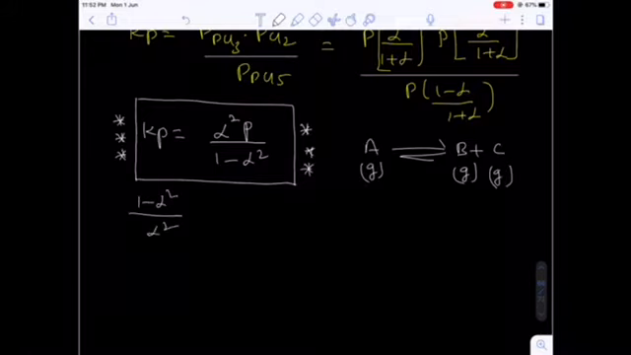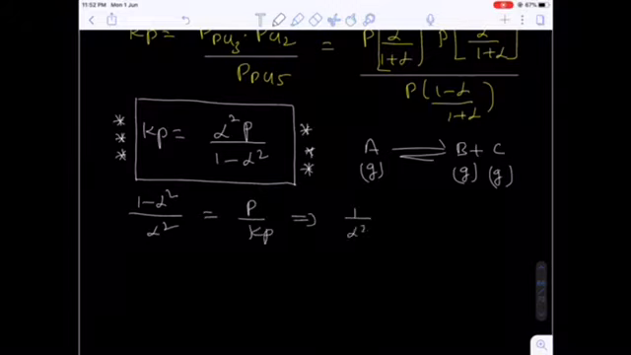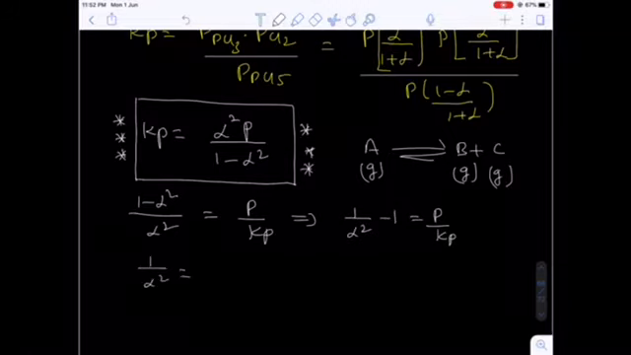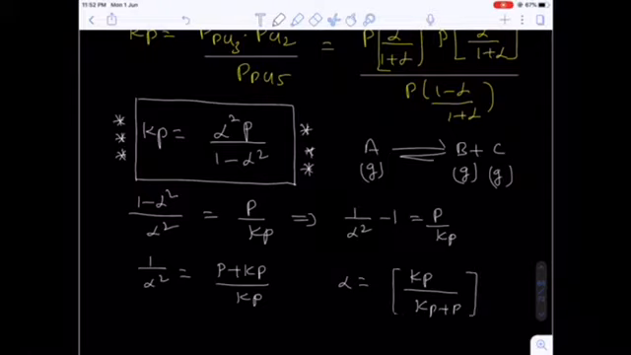Here I am writing (1 minus alpha square) by alpha square is equal to P upon Kp. From here I am writing 1 by alpha square minus 1 will be P by Kp. Bring the minus 1 to the right hand side. 1 by alpha square is equal to, take the LCM Kp, (P plus Kp) by Kp. From this, alpha is equal to under root Kp by (Kp plus P).